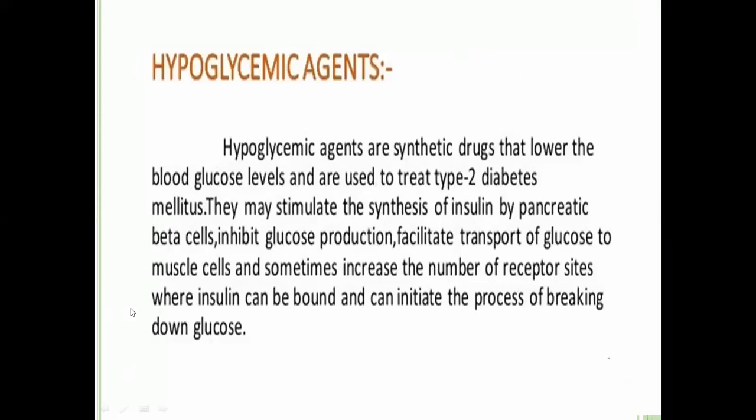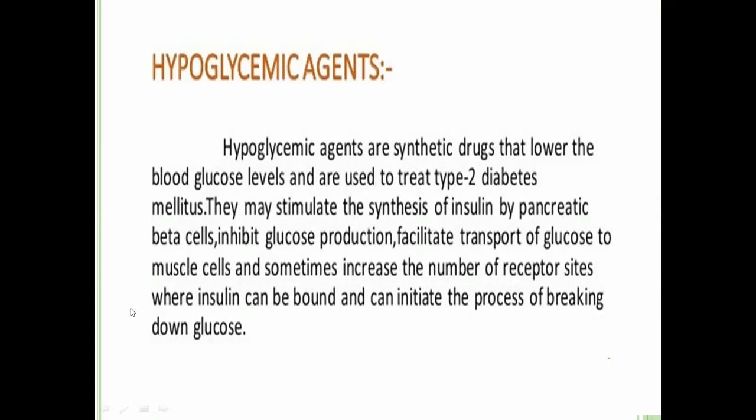Before the study of these hypoglycemic agents, you should get an idea about what is meant by diabetes mellitus. When blood sugar level increases, which disorder occurs? Diabetes mellitus. So we have to know about the pathophysiology of diabetes mellitus: what happens in a diabetic patient, their symptoms and side effects.